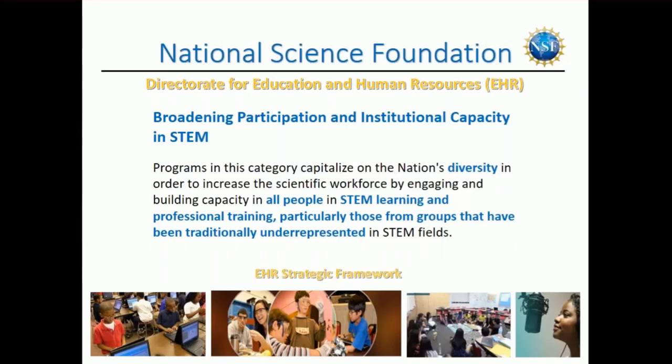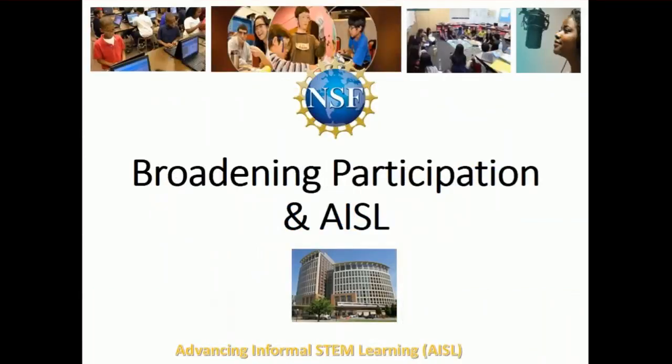So, this is certainly not a complete list of groups and communities that could be considered underrepresented in science, but you can think broadly about the various range of communities and groups of people that, for one reason or another, have not had an opportunity or have not had access to high-quality STEM education programs. So let's focus now on broadening participation in AISL. And I believe that Monya is going to talk about the next several slides.